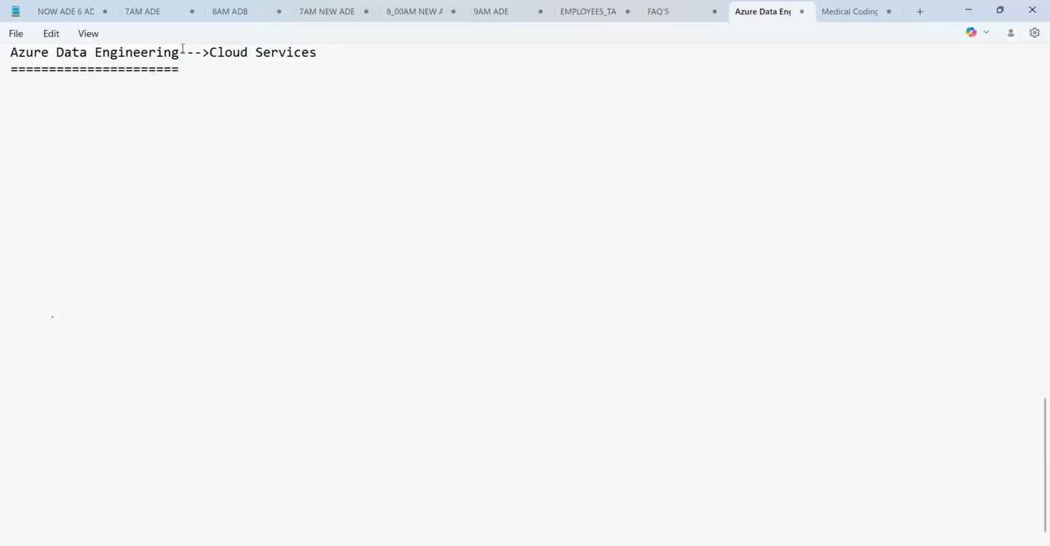So it's a bunch of cloud services. That means many cloud services are available in this. So what are the bunch of cloud services we can say, guys? The first one is ADF, which we call Azure Data Factory. ADF stands for Azure Data Factory. ADB stands for Azure Databricks.